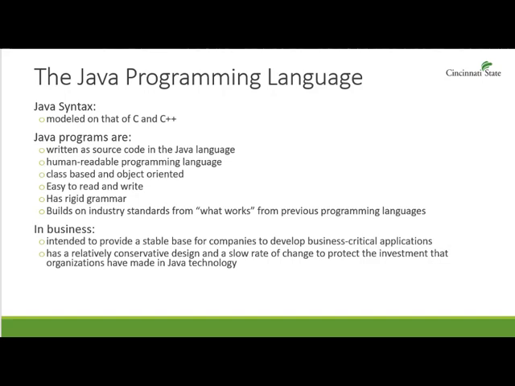Overall, Java is intended to provide a stable, solid base for companies to develop business-critical applications. As a programming language, it has a relatively conservative design and a slow rate of change. These properties serve the goal of protecting the investments that organizations have made in Java technology.